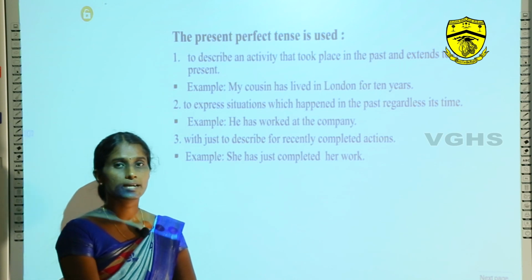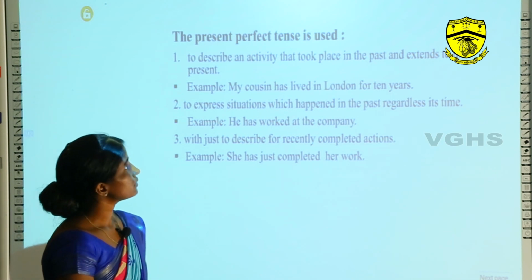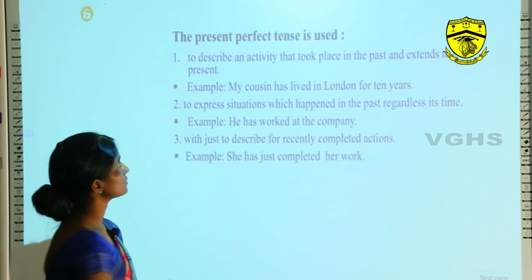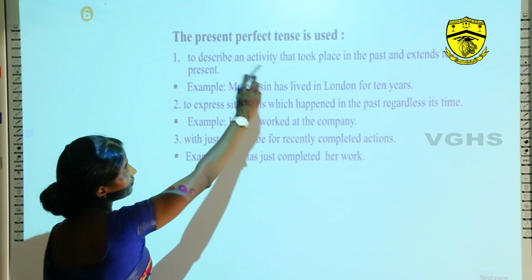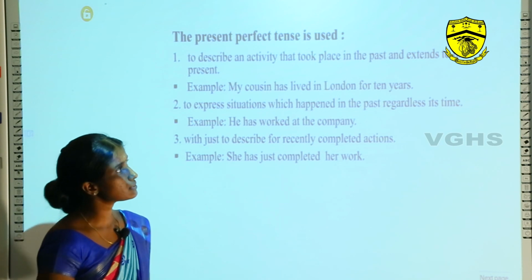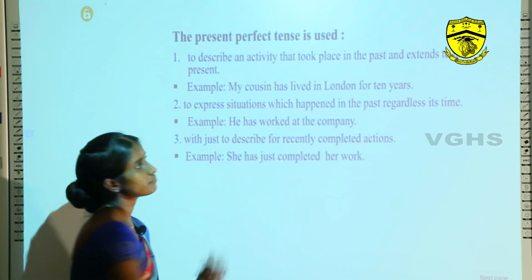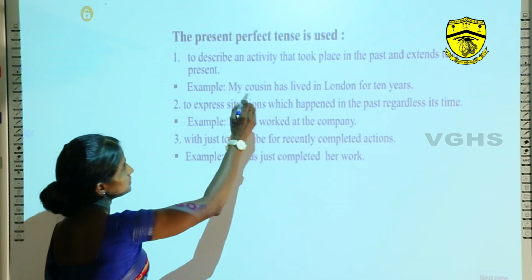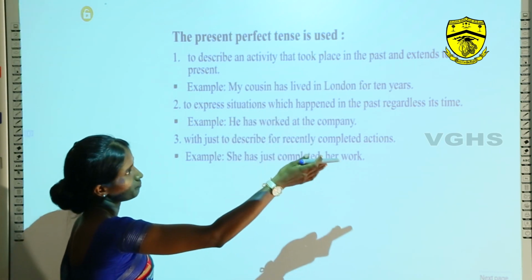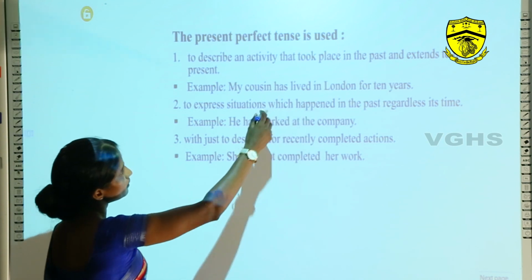Okay, you have already studied the present perfect tense in previous years and you know everything, even though we can see some situations where we use the present perfect tense. The first one: the present perfect tense is used to describe an activity that took place in the past and extends to the present. Example, my cousin has lived in London for 10 years. In this sentence, we can see my cousin moved to London 10 years ago and he is still living there. So this extends to the present.